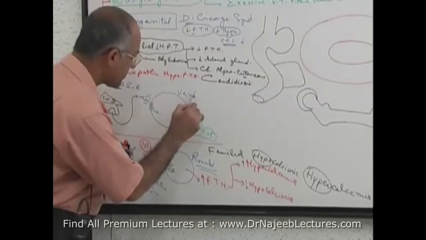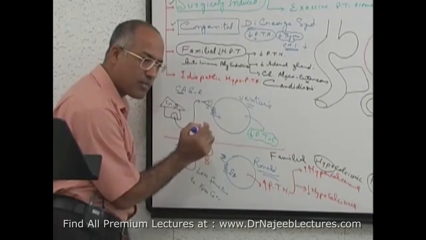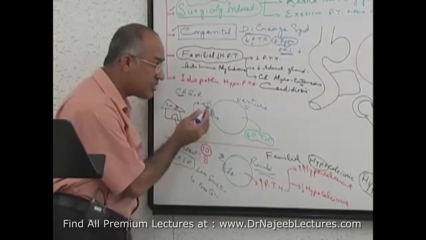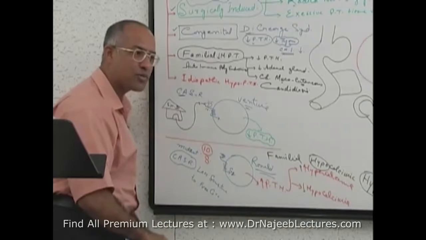Here receptors are there, and normally these receptors should be stimulated by calcium. But unfortunately, Ventura developed autoantibodies which bind with the receptors and overstimulate them. They stimulated more than the calcium. So when this receptor system is overstimulated, the cells wrongly believe that there is high calcium. So parathyroid hormone will become less. And of course, hypoparathyroidism will develop.